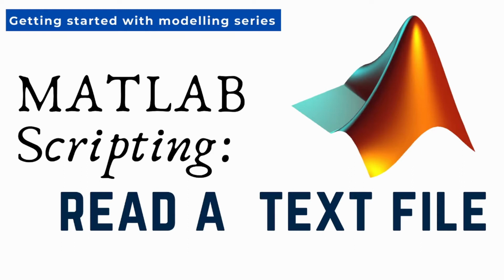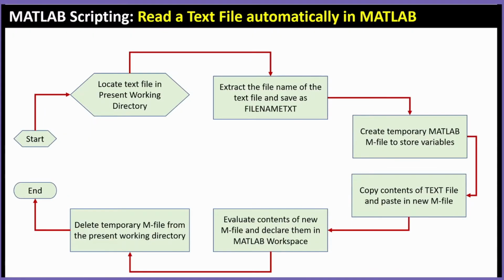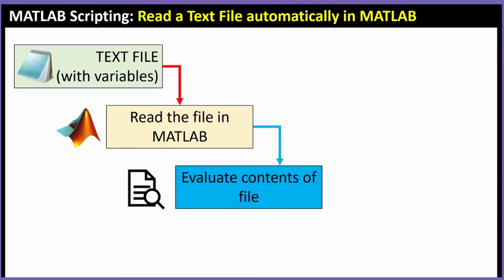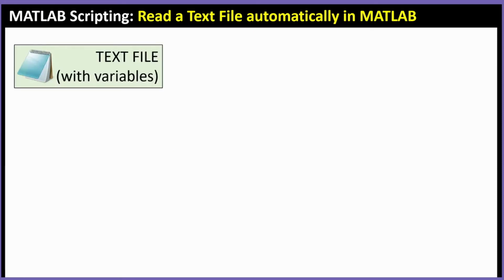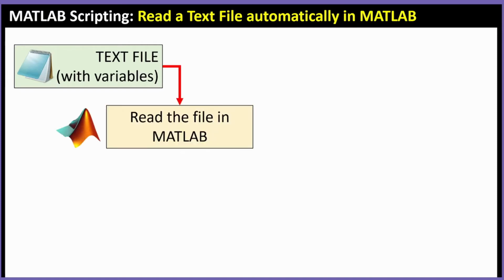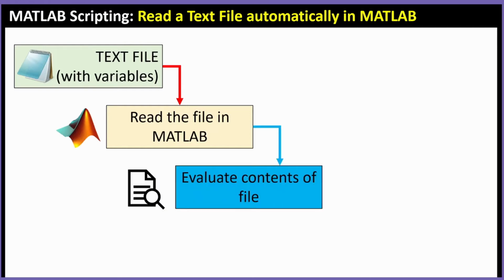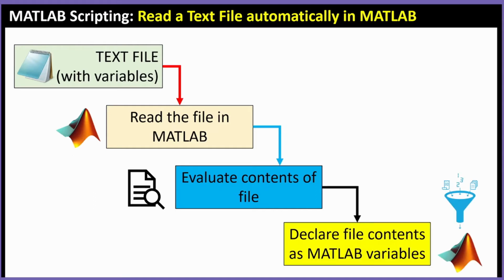So let's quickly go over to the PowerPoint slide that I've created, which will help us understand the process better. So this is the PowerPoint that I've created. The first step is you have the text file. It's got content within it. It could be in a notepad, it could be any kind of file. Then you read the file contents in MATLAB. You want to read that file content in MATLAB, evaluate the contents of that file, make it available within MATLAB for you to use, and then finally declare the file content as MATLAB variables.